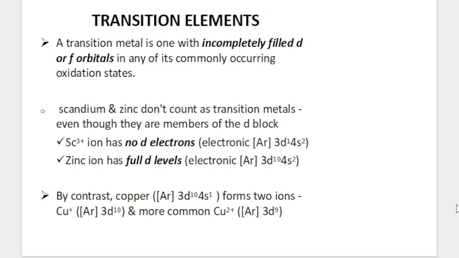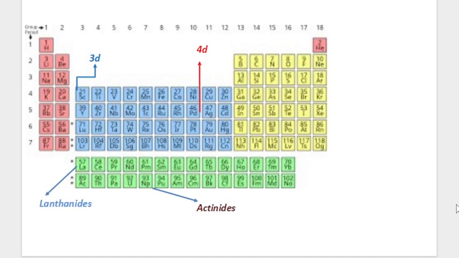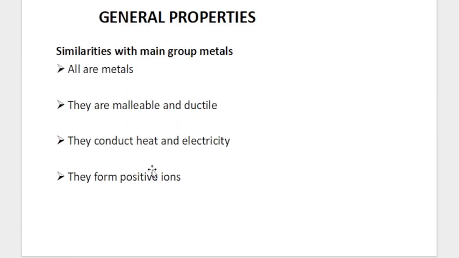So if it is going to be referred to as a transition element, especially a main transition metal, it is going to be classified on the basis of a partially filled d orbital. In contrast, copper forms two ions, copper 1 and then the more common one, copper 2. So we have that the labelings are there. Your D block elements are basically everything here, but then you have your lanthanide and actinide series, which are your F block elements. Now let's get into the general properties of transition elements.